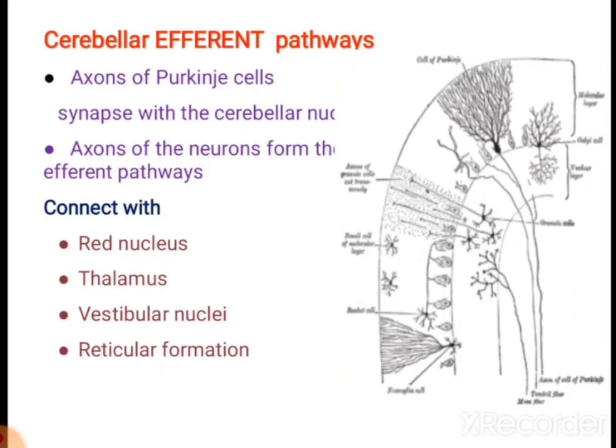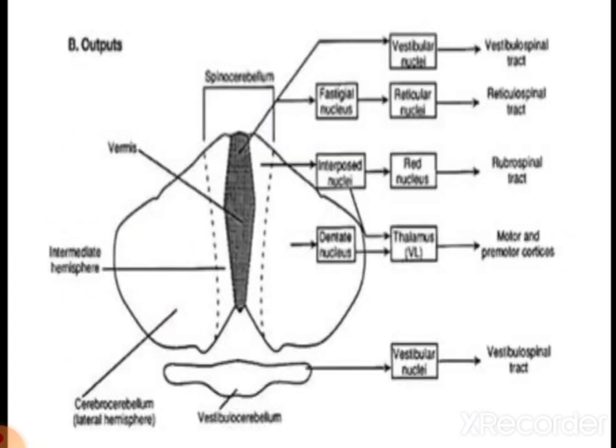Now the cerebellar efferent pathway: these are from the axons of the Purkinje cells. They synapse with the cerebellar nuclei, and axons of the neurons from these nuclei form the efferent pathway. They connect the cerebellum to the red nucleus, thalamus, vestibular nuclei, and the reticular formation. So this is the flow chart for the efferent pathways, that is, the outputs from the cerebellum.